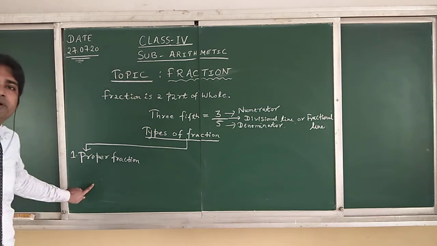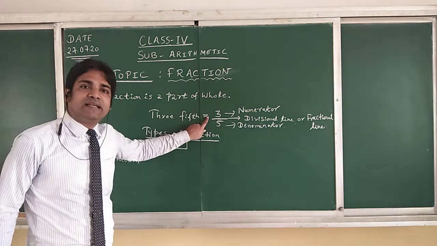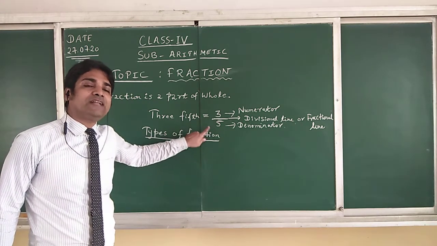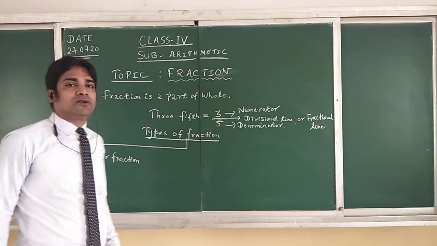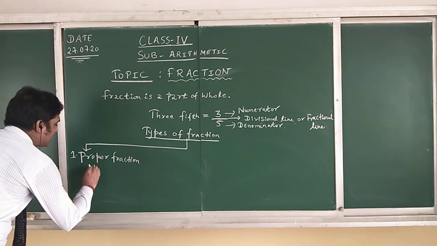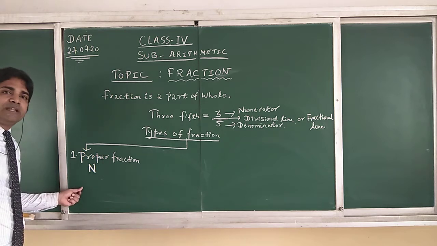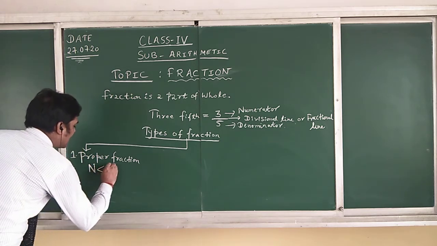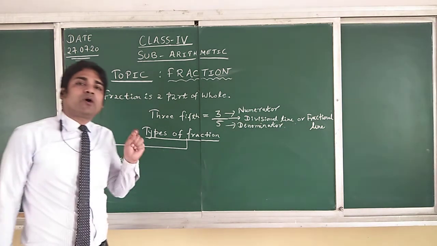Now what is this proper fraction? When the value of the numerator is lesser than the denominator, that type of fraction is known as proper fraction. So when the value of the numerator is lesser than the denominator, we call this fraction a proper fraction.